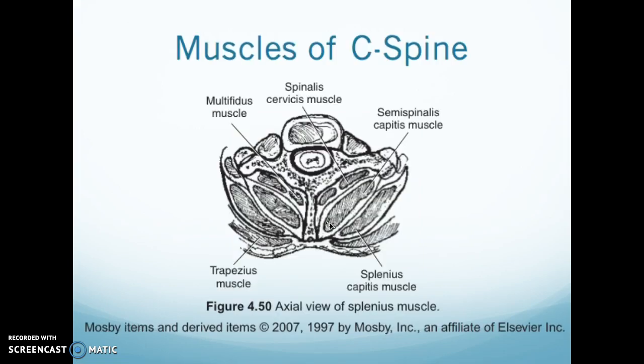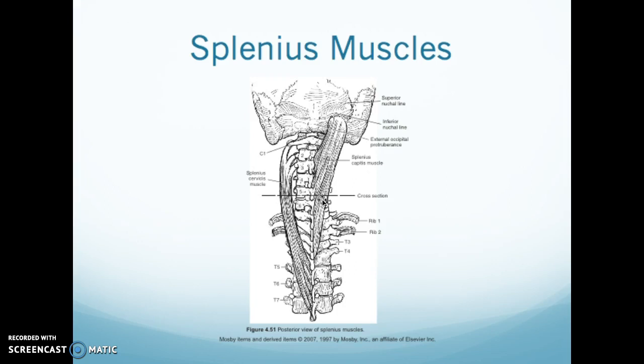Okay, so muscles of the C-spine. This is where it starts to get complicated. So you have your spinalis cervicis muscle with your semispinalis capitis muscle. You have your splenius capitis muscle, and then your trapezius muscle. Okay, so there's a lot there. Between the multifidus muscle and the cervicis muscle, I don't make you know the difference between the two.